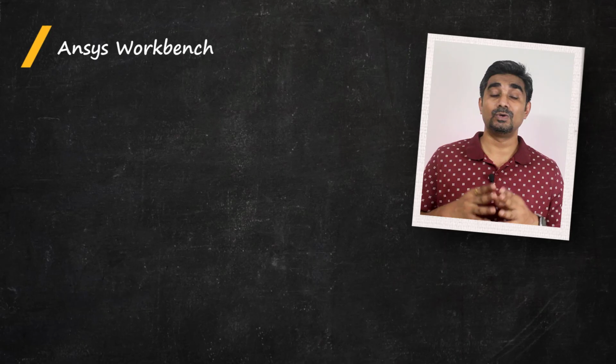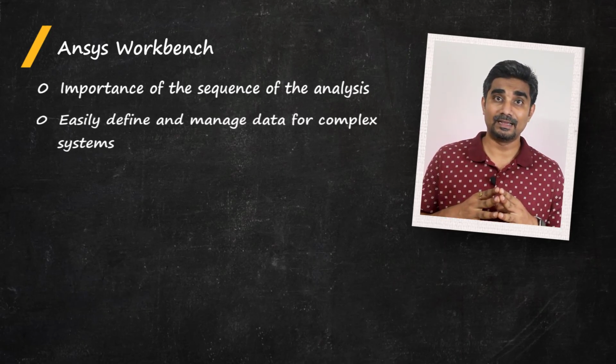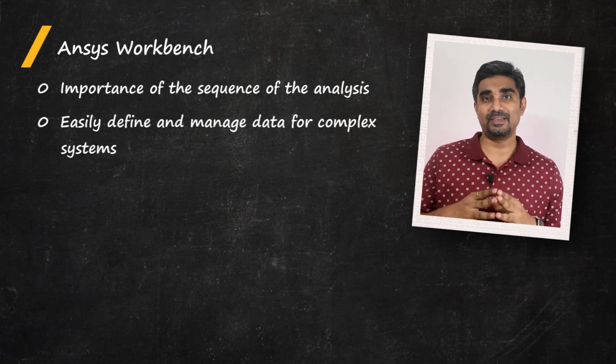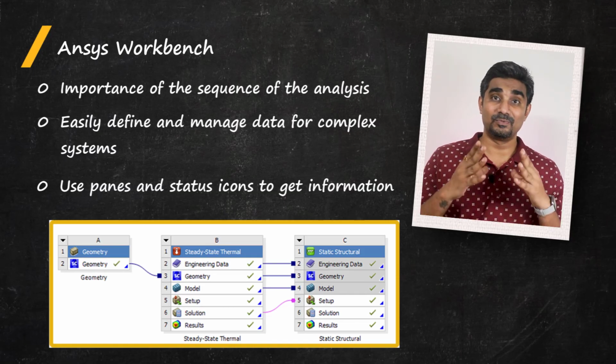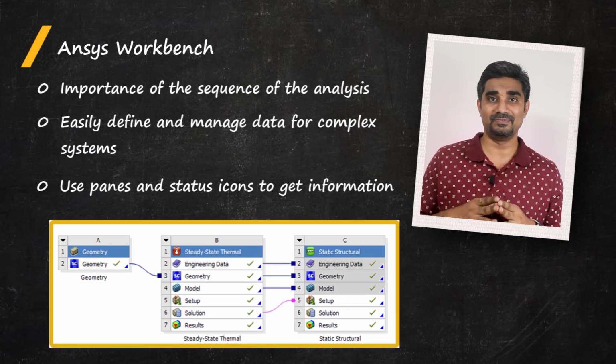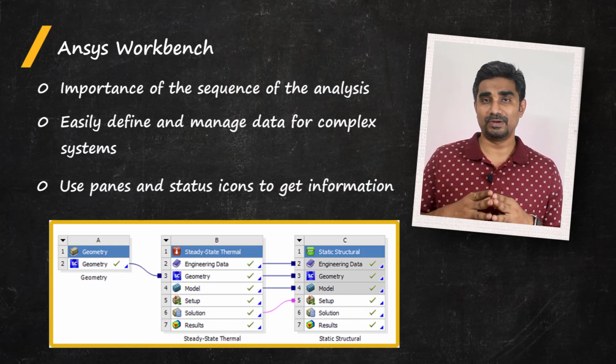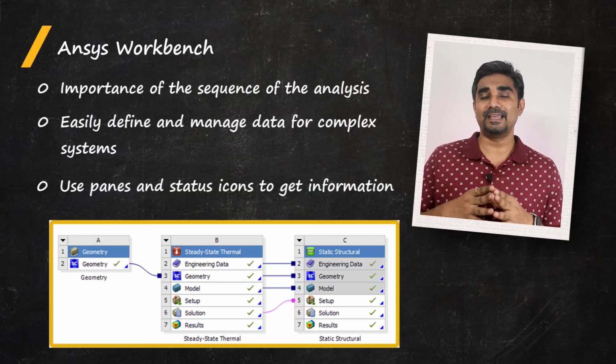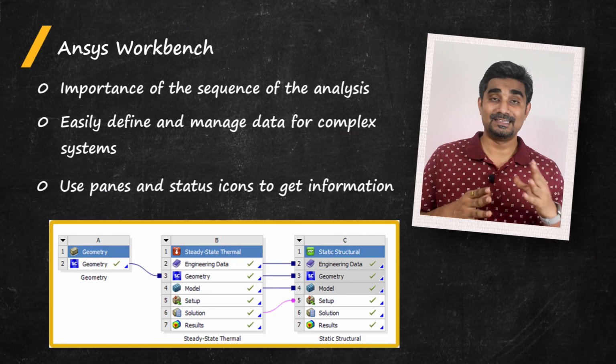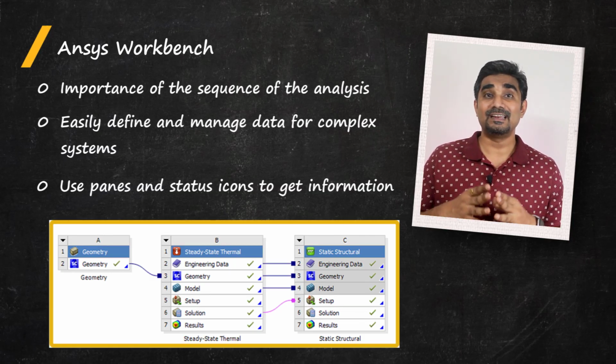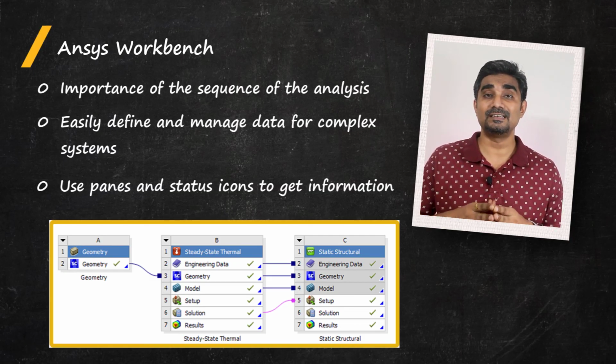So let's summarize. Using the analogy of a gas turbine system earlier, our analysis workflow may involve a sequence of analyses that must be followed in sequential order. Workbench allows us to easily define this workflow and manages the data to allow us to analyze complex systems accurately and successfully. The project schematic is the main component of the Workbench interface and drives the content of most of the supporting panes in the UI. Each system can be thought of as a container of data. Cell status icons allow us to verify which pieces are incomplete or up to date. And links between the systems allow us to see the flow of information between analyses.